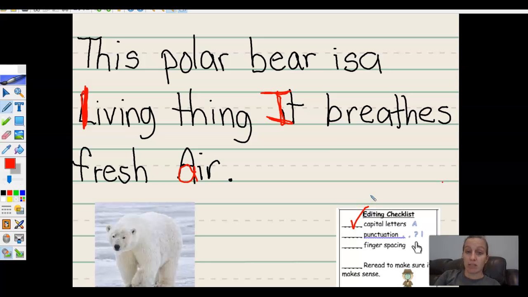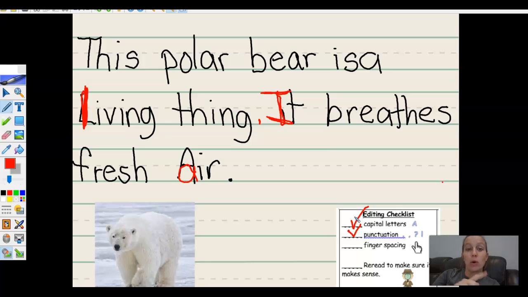Next thing we're looking for is punctuation at the end of a sentence. This polar bear is a living thing. Period. I'm going to add that in. It breathes fresh air. Period. That one's there. Now let's check for finger spacing between each word.